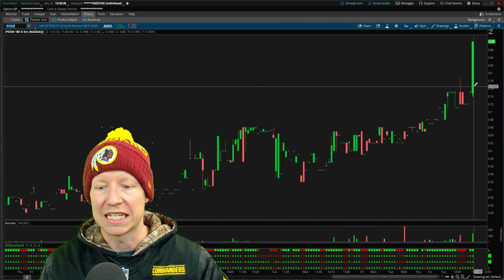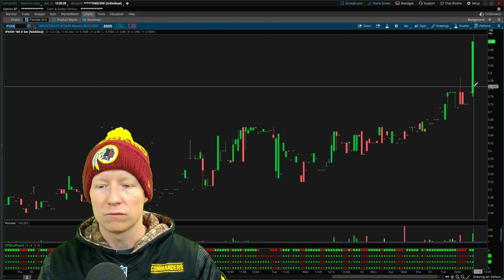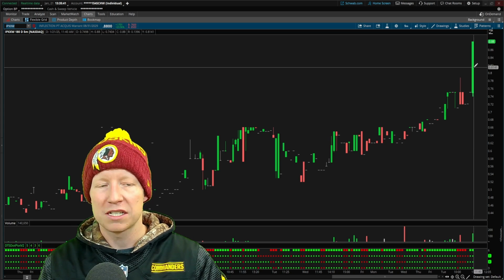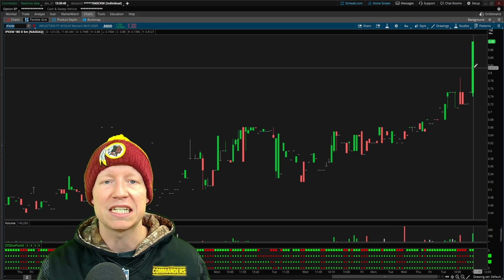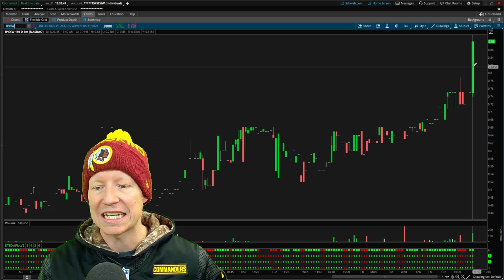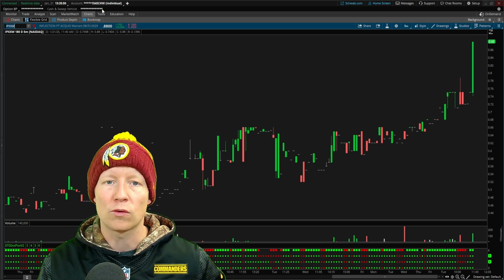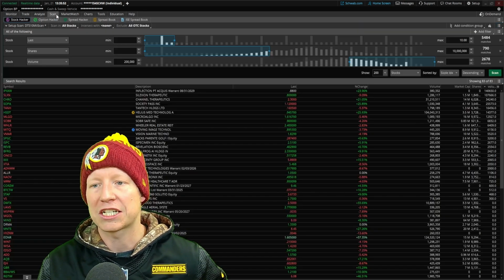IPXXW, this stock just isn't trading. It's currently 11, wait, maybe this stock halted. Something weird happened with this stock. Oh, it's some kind of warrants. This isn't even a stock. That's what it is. This last candle is from 1140. It's currently 135. The stock just isn't trading.